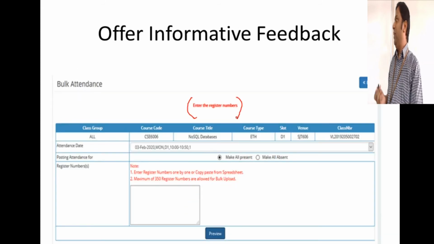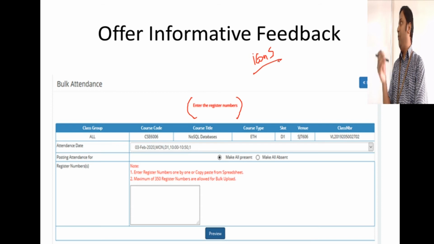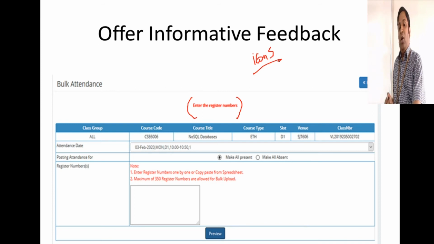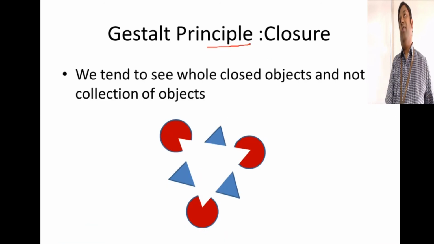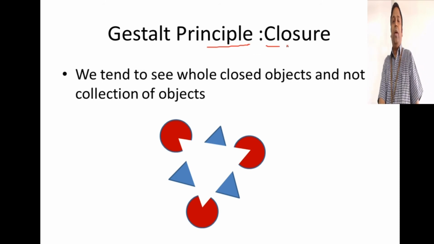We'll also take a look at designing icons. You may also use images in your software. Obviously, you cannot copy images from other software and use them. You have to design your own logos and icons. In that case, we will be talking about the Gestalt principle, which is a very old principle. We'll talk about two properties of Gestalt, that is closure and symmetry.